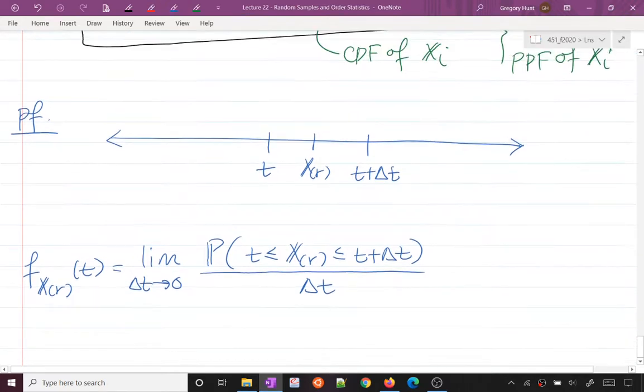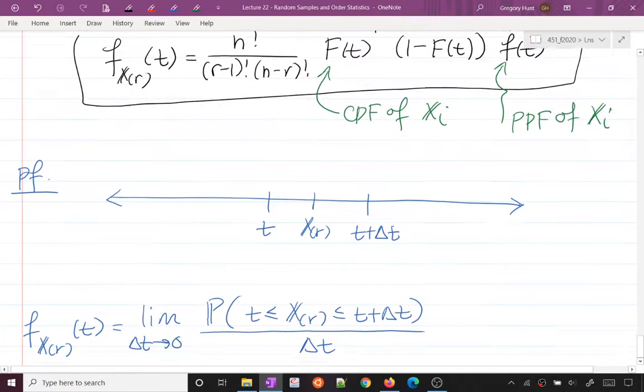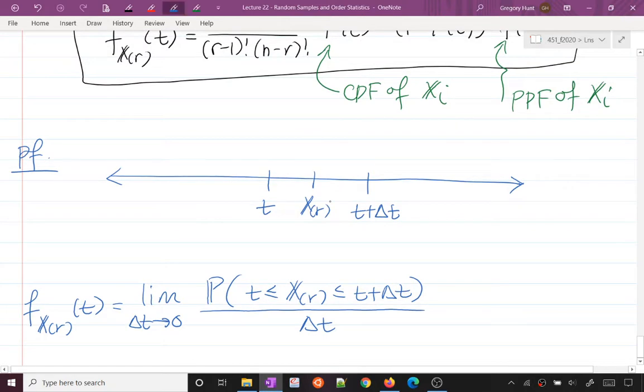We could talk about the probability that X_(r) is in some interval, shrink the interval down, and that is going to give us our density. So let's look at what that is.